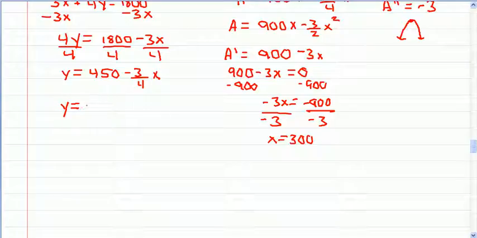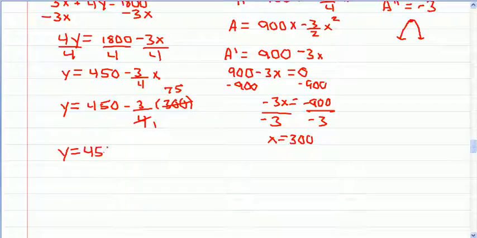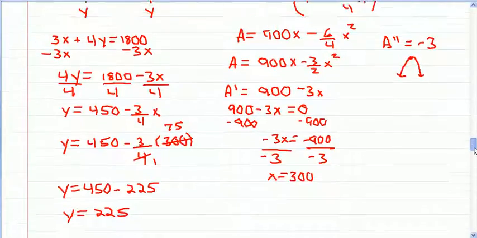So I take 300 and substitute it in for x, so that y is equal to 225. So x is 300 and y is 225.